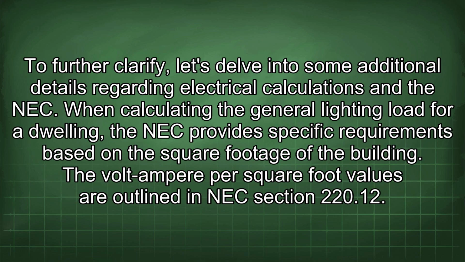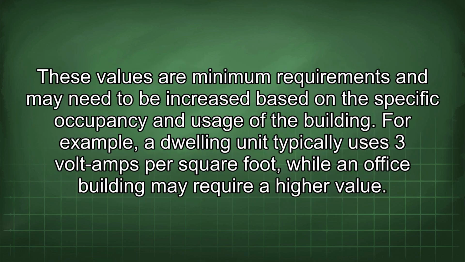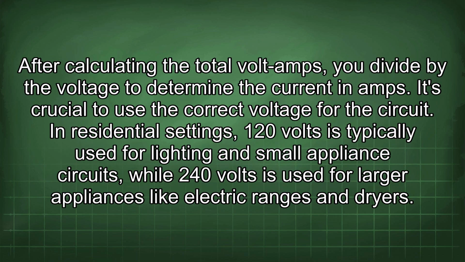To further clarify, let's delve into some additional details regarding electrical calculations and the NEC. When calculating the general lighting load for a dwelling, the NEC provides specific requirements based on the square footage of the building. The volt-ampere per square foot values are outlined in NEC section 220.12. These values are minimum requirements and may need to be increased based on the specific occupancy and usage of the building. For example, a dwelling unit typically uses 3 volt amps per square foot, while an office building may require a higher value. After calculating the total volt amps, you divide by the voltage to determine the current in amps.